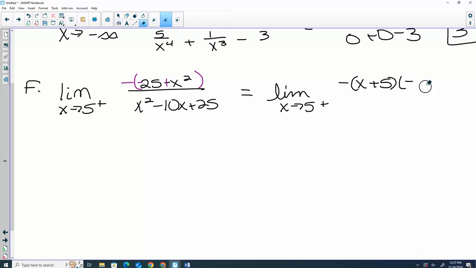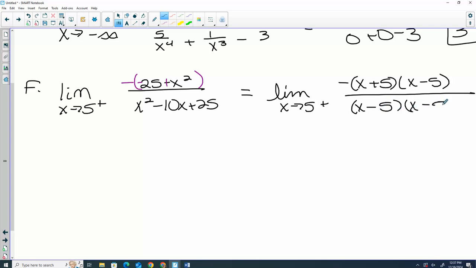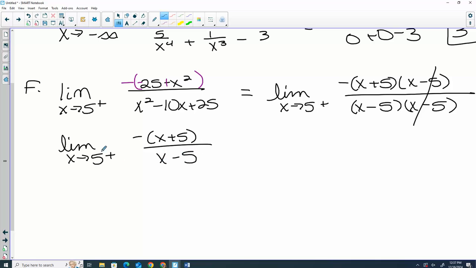Again, I just took out the negative because when I factor, I prefer my x to be first. The bottom, multiply to positive 25, add to negative 10, would be negative 5 and negative 5. So those cancel. So we have the limit as x approaches 5 from the right. Okay, if I put in a 5, so all we have left is this. If I put in 5, I'm still getting 0 on the bottom. But we are approaching from the right.